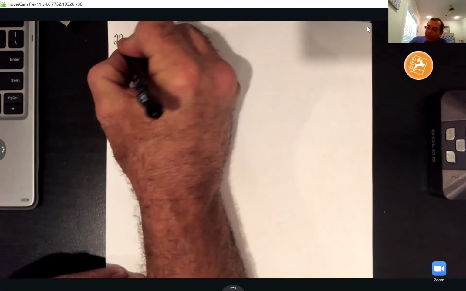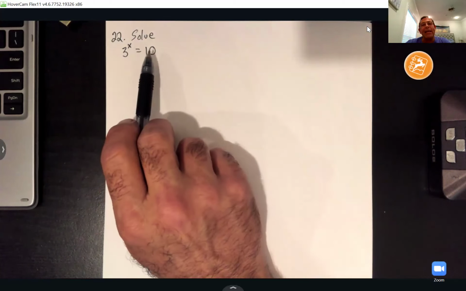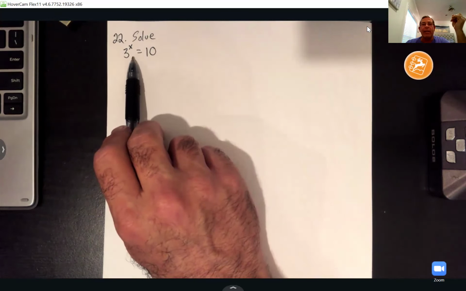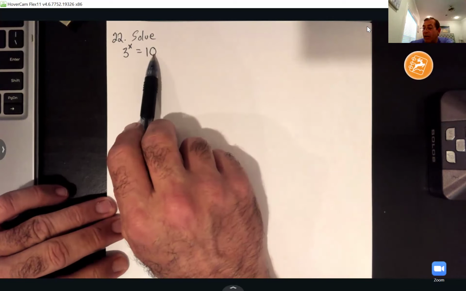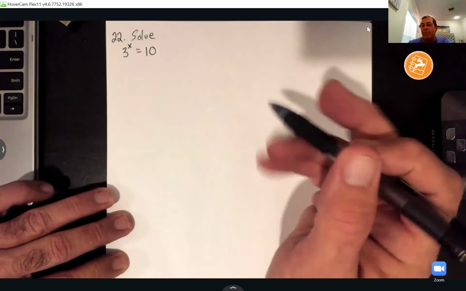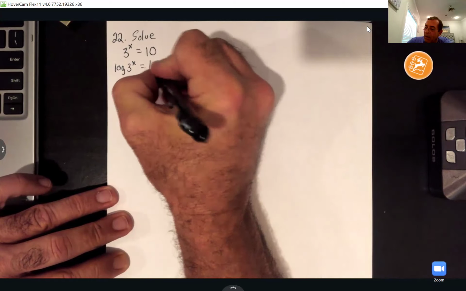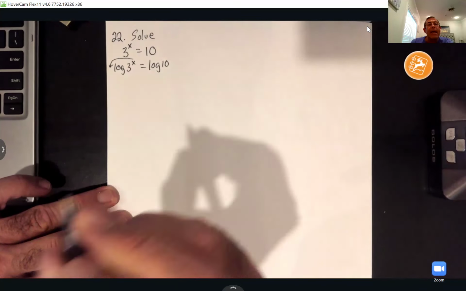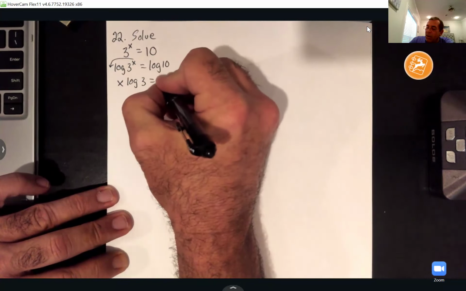So y'all, here we go. We got 3 to the x equals 10. So this exponential, I cannot rewrite 10 using 3's because 3's go 3, and then 3 times 3 is 9, 9 times 3 is 27. So I'm not getting a base 3 on this side, okay? So when I couldn't rewrite them using the same base, I took logs of both sides. So I did a log of 3 to the x equals a log of 10. Now, since I did that, I can bring the exponent down and make this x times log 3 equals log 10.